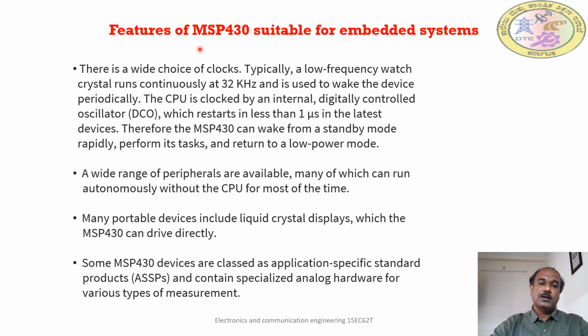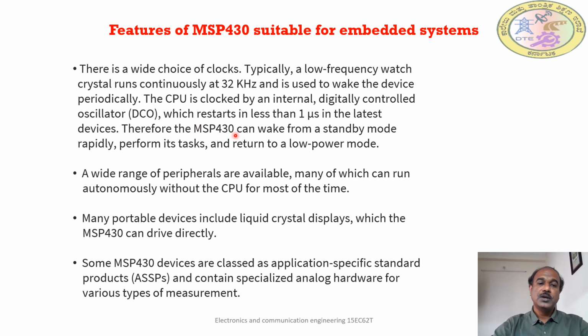And the next feature is that this MSP430 microcontroller has a wide choice of clocks. Internally, there are different clocks generated by this MSP430 microcontroller. This processor needs one clock that is called the master clock, MCLK. This clock is generated by one internal digitally controlled oscillator, DCO. So this is going to generate the clock for the processor. Now this DCO can be started within a time period of 1 microsecond.